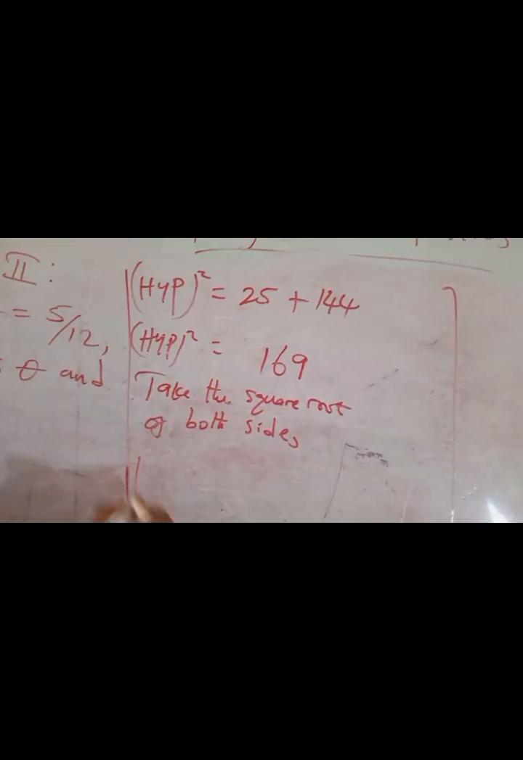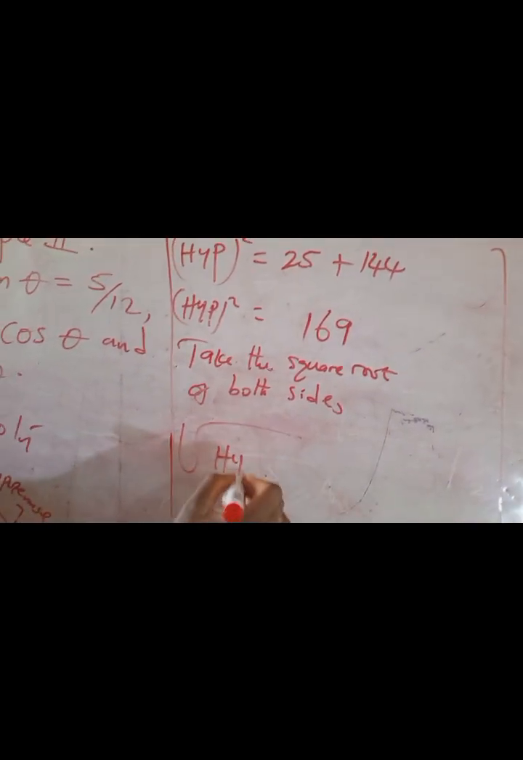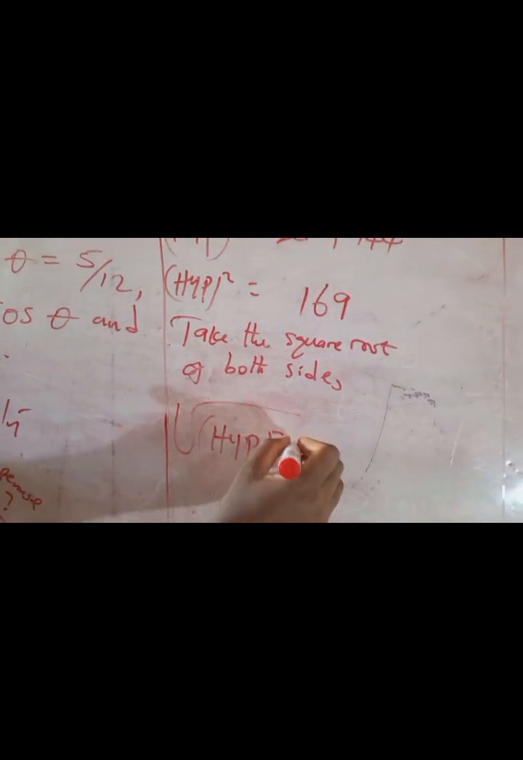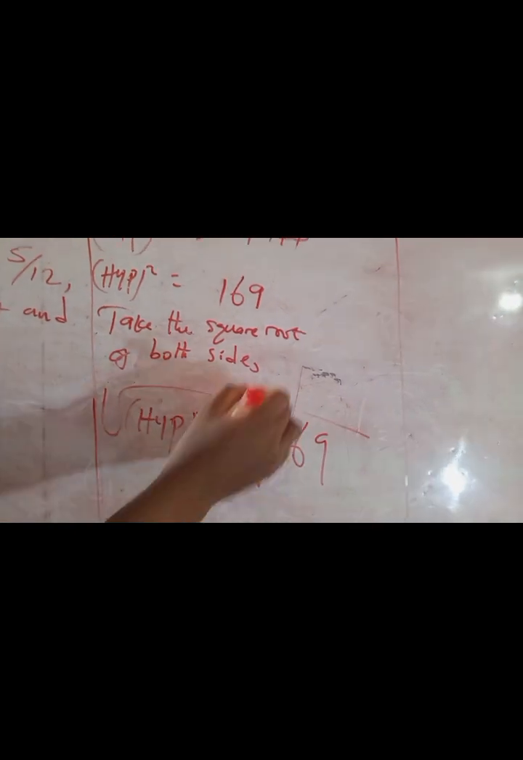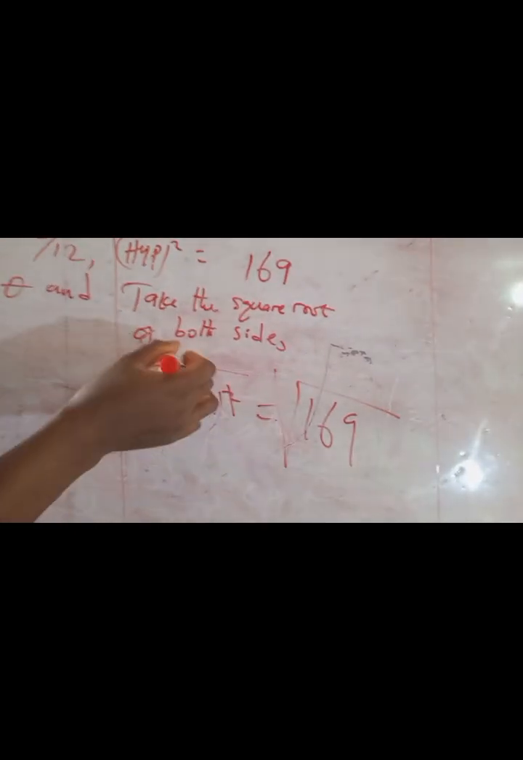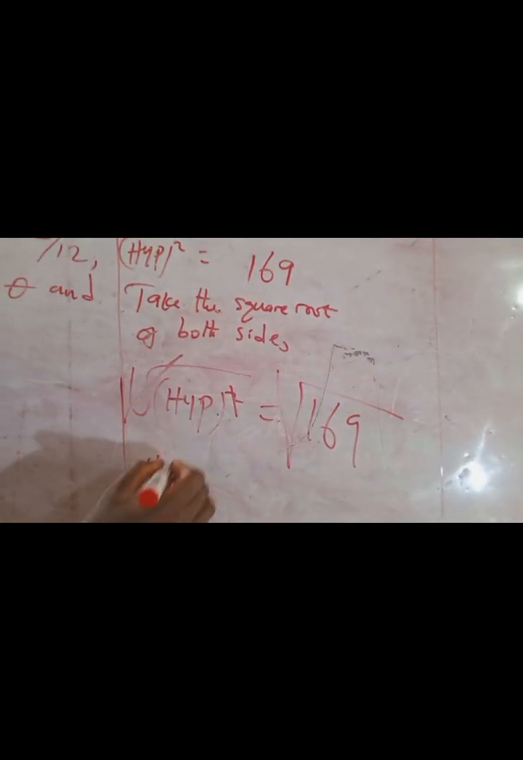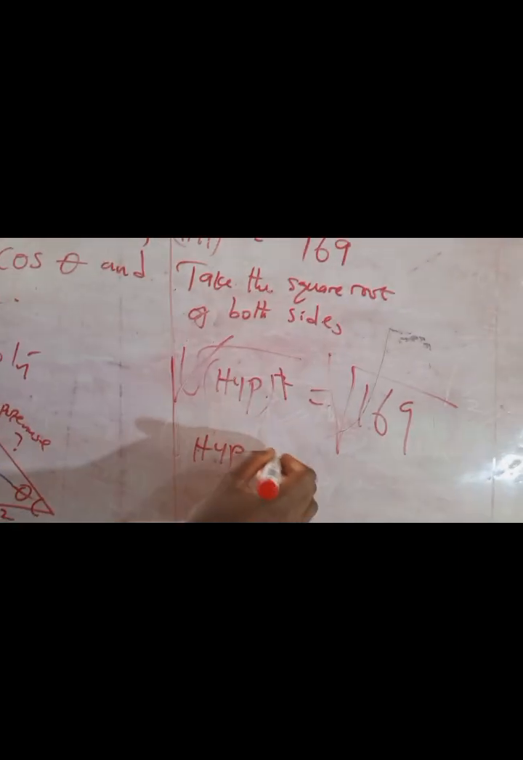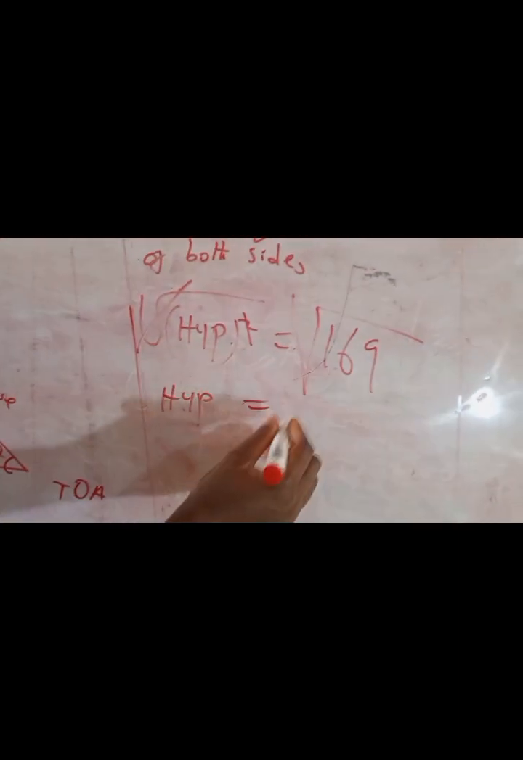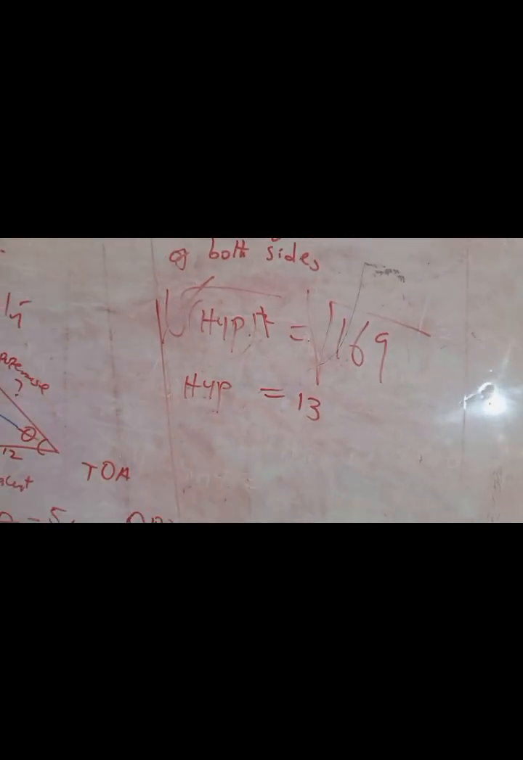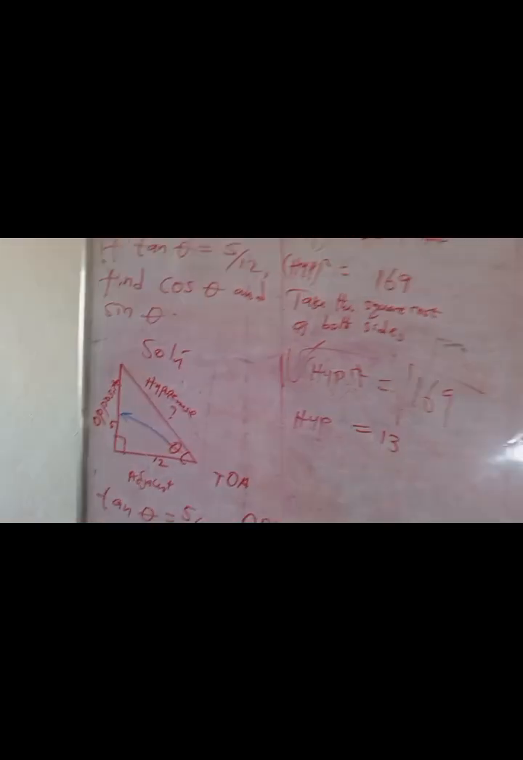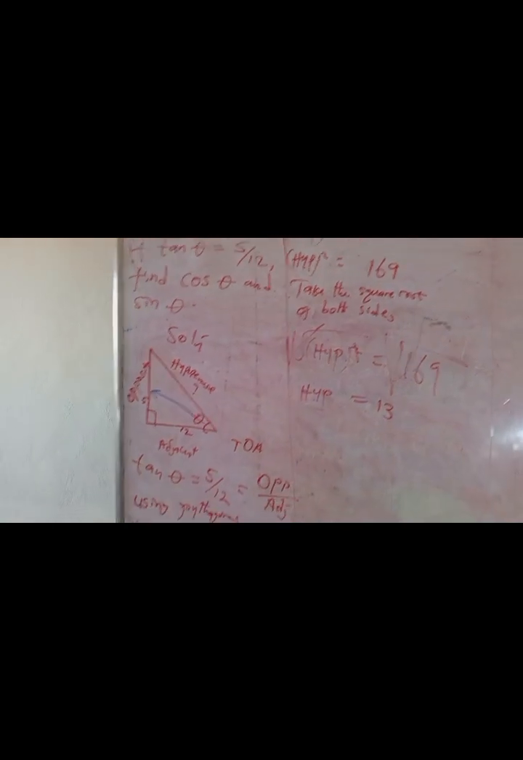So we have the square root of hypotenuse squared is equal to the square root of 169. Then the square will cancel the square root. We have hypotenuse is equal to the square root of 169, which is 13. So we have found the remaining side. We can now find our cos.